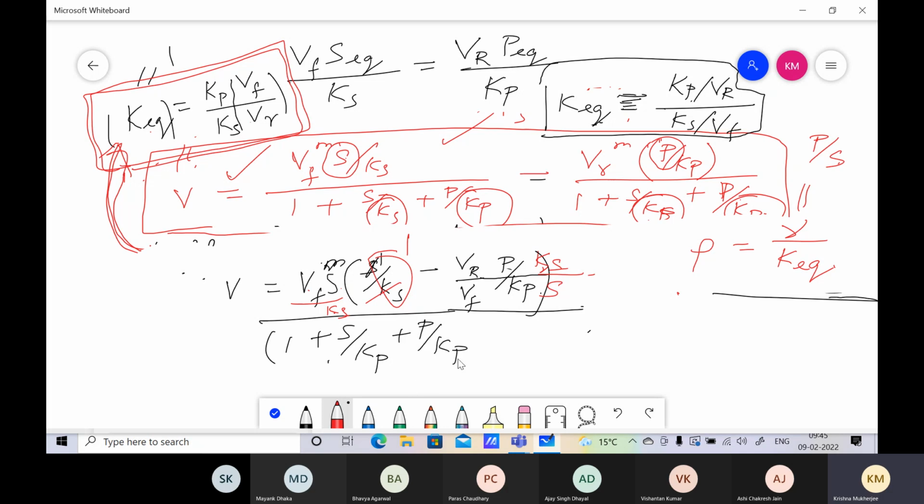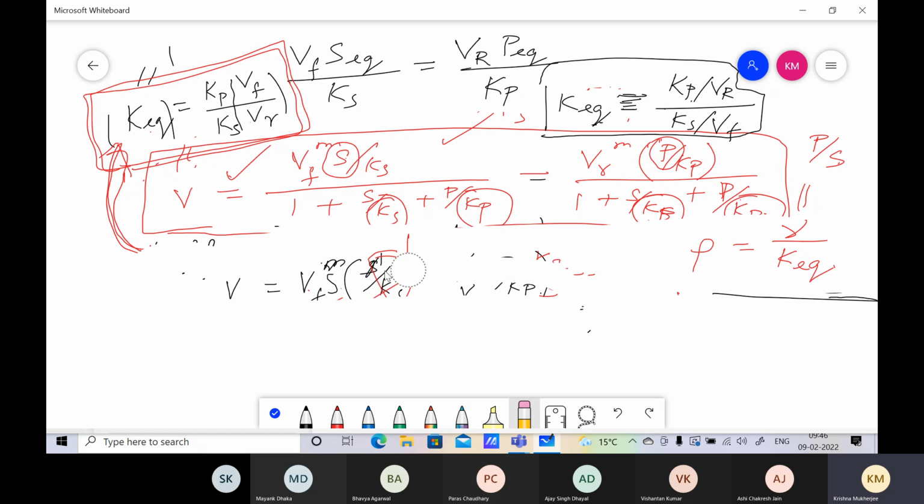Now I want you to do this. So it becomes Vf into S by Ks into 1 minus rho. It becomes 1 minus, P upon K equilibrium will come, you're right, S upon Ks. So shall I rub this out? This I can now rub out.